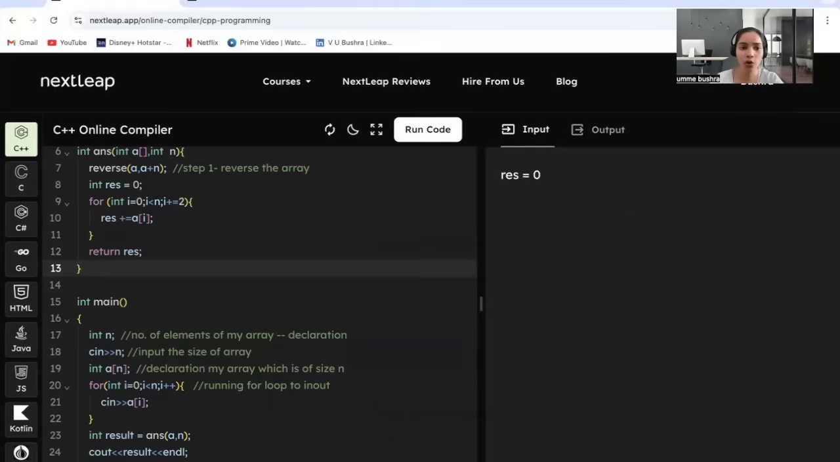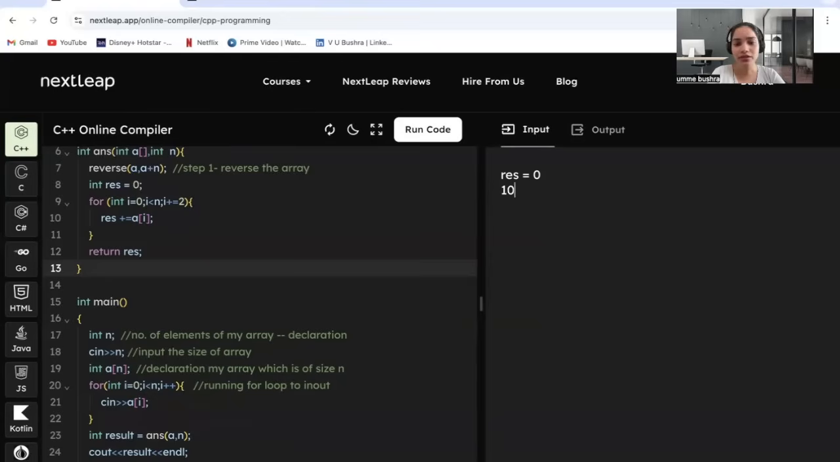So let's check. The result initially is going to be equal to 0, right? Then I'm running a for loop. If you say int i equal to 0, i less than n, i plus equal to 2, it means that it is going to skip all of my odd indices. It is only going to give my even indices. It's going to start from 0, then skip the odd, take the even, then skip the odd, take the even: 0, 2, 4, like that. And then result plus equal to a[i], because initially result is going to be 0, right?